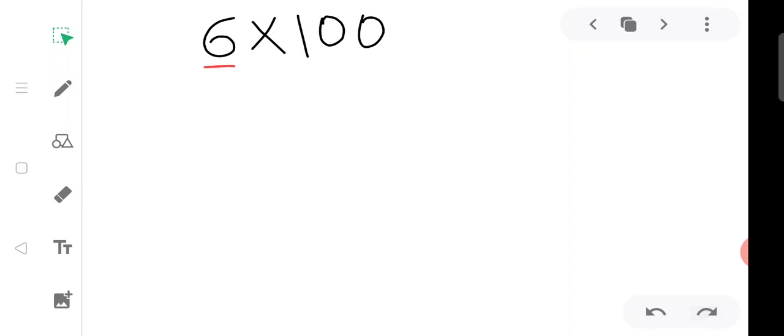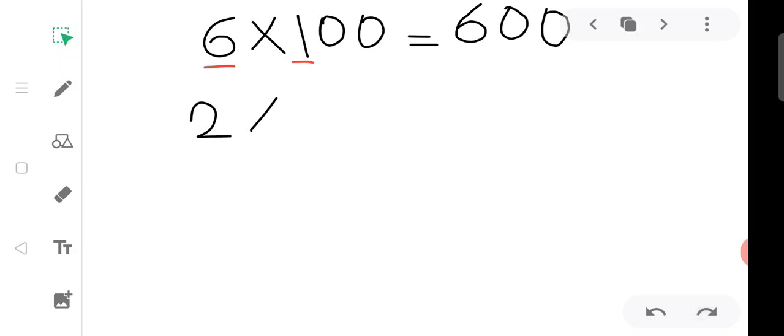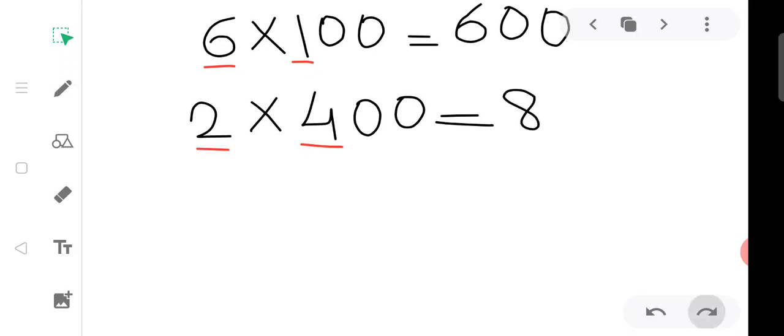Now see here, we have to multiply 6 by 100. So here we multiply 6 by 1. 6 ones are 6, and then we write 2 zeros in front of 6. So we get 600. Now we multiply 2 by 400. So here we multiply 2 by 4. 2 fours are 8, and then we write 2 zeros from 400 in front of 8. So we get 800. What do you understand from this example?